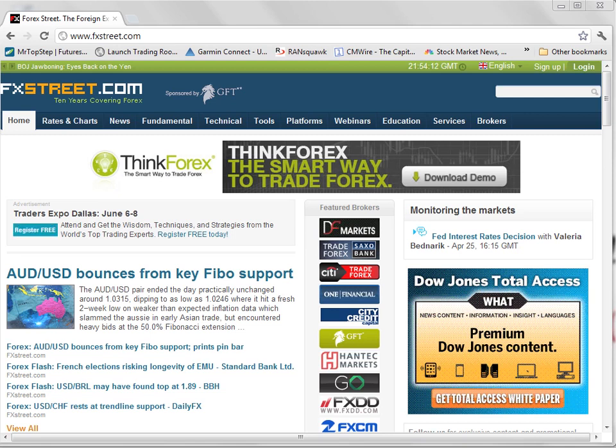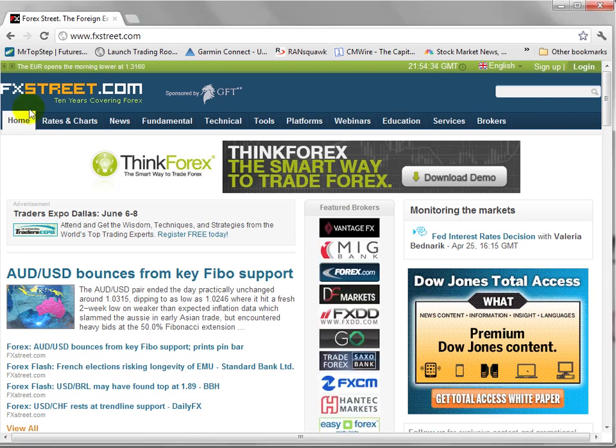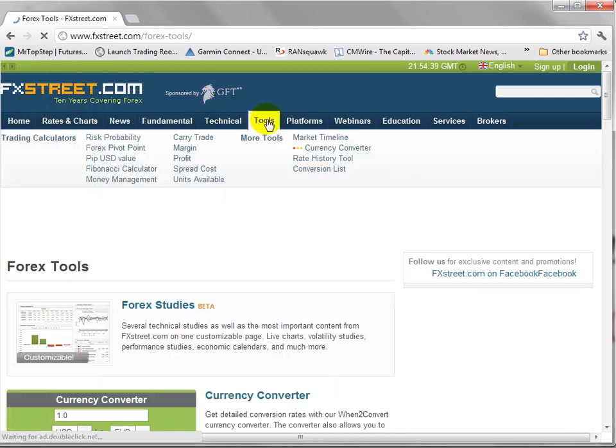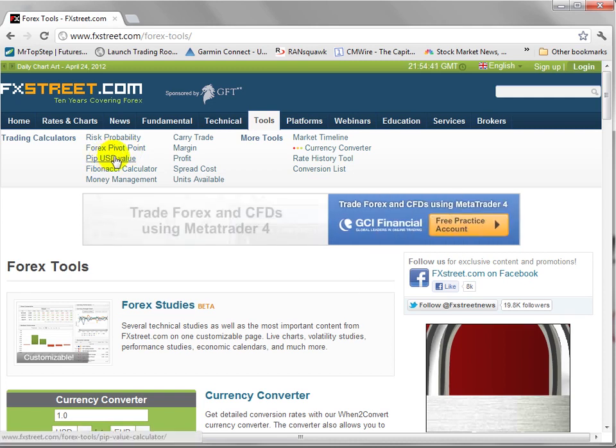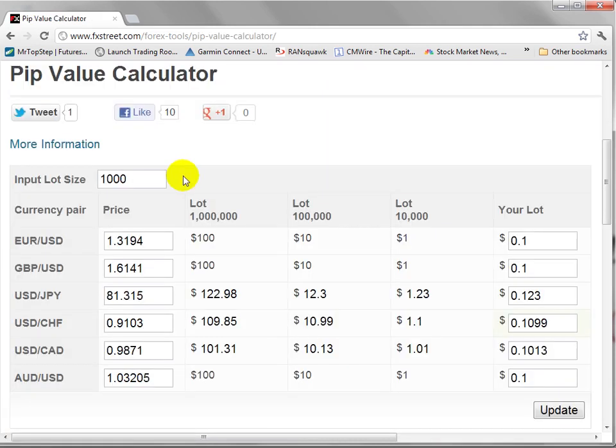We can do that using an online calculator similar to the one we used for the margin requirements. We'll go back to fxstreet.com, click on the Tools menu again. From here, we're going to go to the pip USD value. The greatest thing about this website is it allows us to calculate pip values for most of the major pairs all on the same screen.